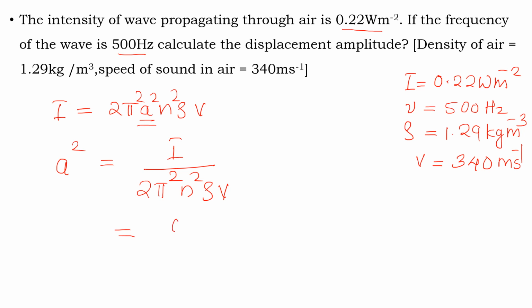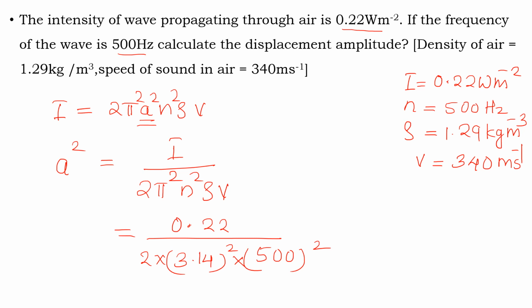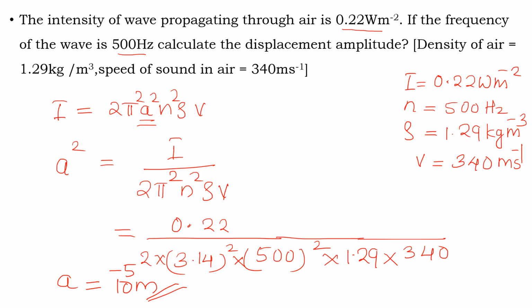Substituting this value, we get 0.22 divided by 2 into 3.14 square into the frequency. Here the frequency is given as n. n is 500 square into rho is 1.29 into 340. And this will give the value of A as 10 raised to -5 meter. That is, the displacement amplitude is 10 raised to -5 meter.